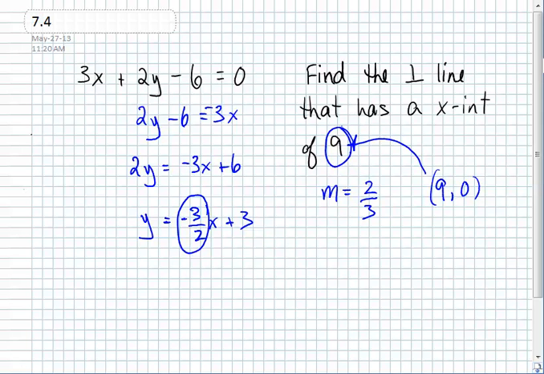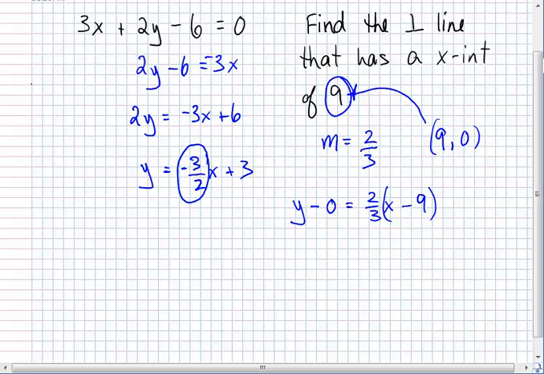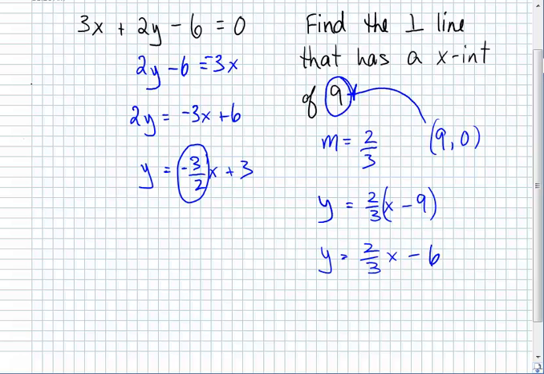The x-intercept is where the y coordinate is 0. I can write this in multiple ways. I could do it in slope-point form, which looks like that, and because it's just y minus 0, there it is in slope-point form. If I wanted this in slope-intercept form, all I have to do is the distributive law here, and there it is: y equals 2 over 3 x minus 6.